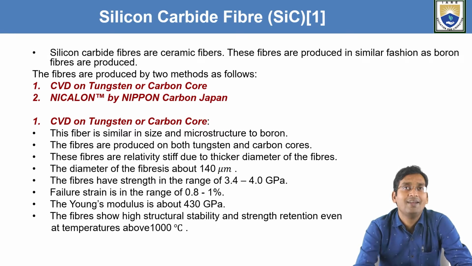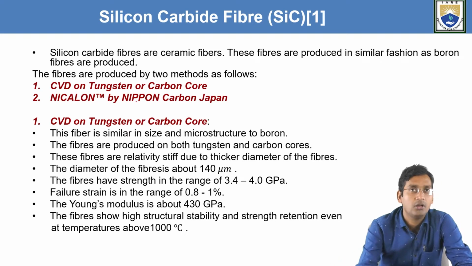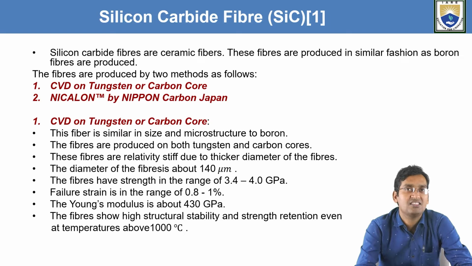The second method is Nicalon by Nippon Carbon, which is the trademark of that Nippon company. The first one is CVD on tungsten or carbon core, where the tungsten is the surface over which the SiC will grow. This fiber is similar in size and microstructure to boron, and that's why we are using the same method. The fibers can be produced on both tungsten and carbon cores, which are only the substrate.